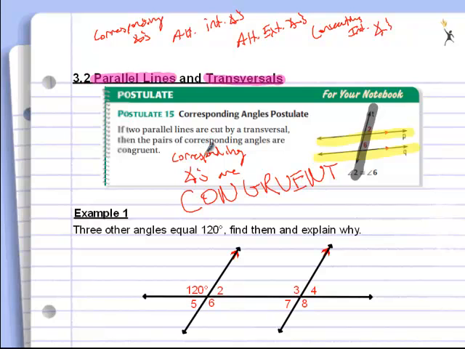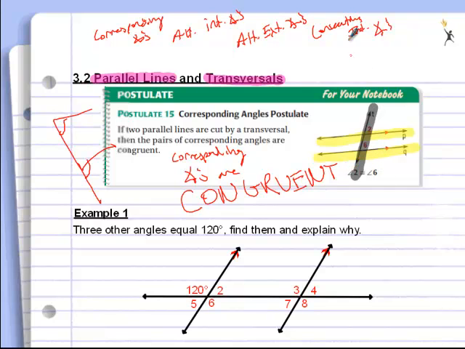At this point, I expect you to be able to identify corresponding angles. I'm not going to walk you through identifying what corresponding angles are. You need to be able to identify them. And remember, they form the F. Now we're learning that if you have 2 parallel lines cut by a transversal, then every pair of corresponding angles is congruent.